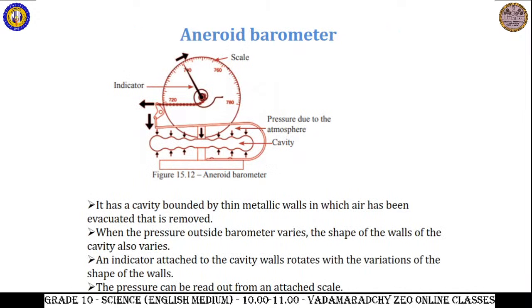Then the second one is the aneroid barometer. The first barometer we studied is the mercury barometer, and the second is the aneroid barometer. In the aneroid barometer, there is a cavity that is bounded by a thin metallic core. This is the cavity, and this is the thin metallic core.